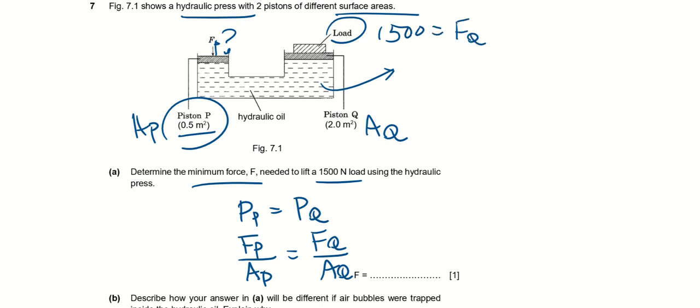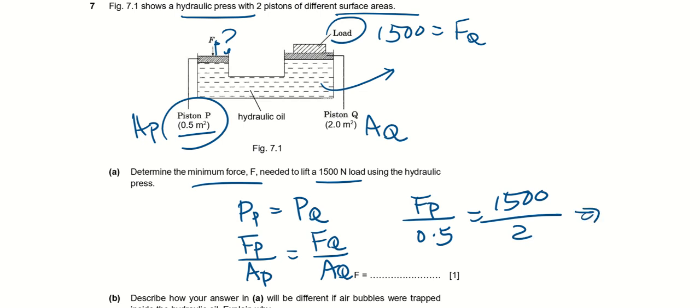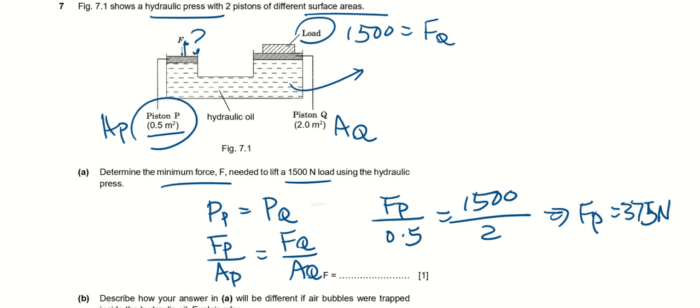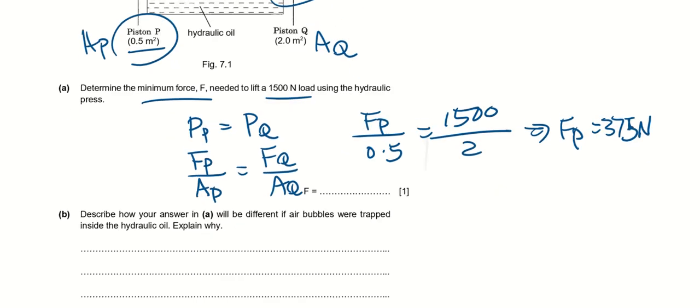So I substitute everything in. FP over 0.5 equals FQ over 2. So I will get FP to be equal to 375 Newton. We do see that a smaller force is actually able to lift up a larger load.